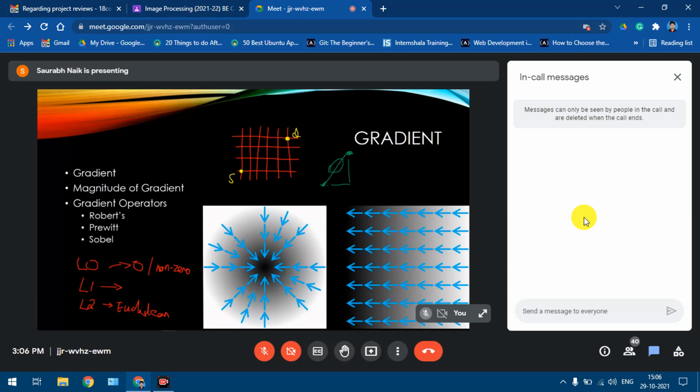So if I were to travel from S to D, and let's say this distance is 5 units and this distance is 4 units, then the total distance is approximately 9 units, the sum of the individual components. So instead of taking it as the square root of x square plus y square, we take the sum of x plus y as the approximate distance.